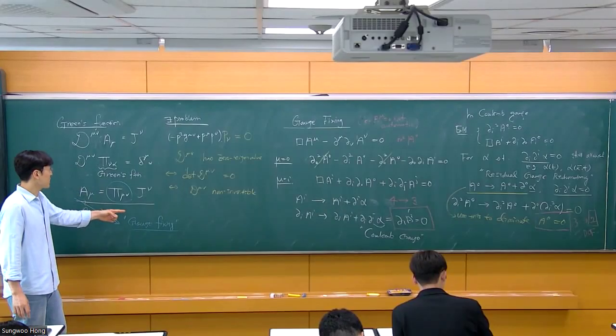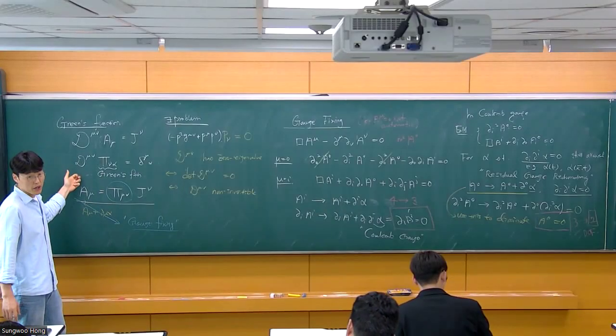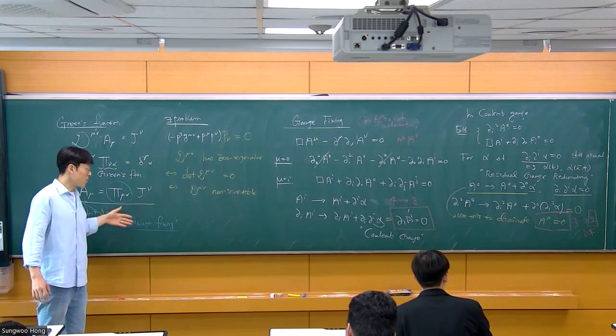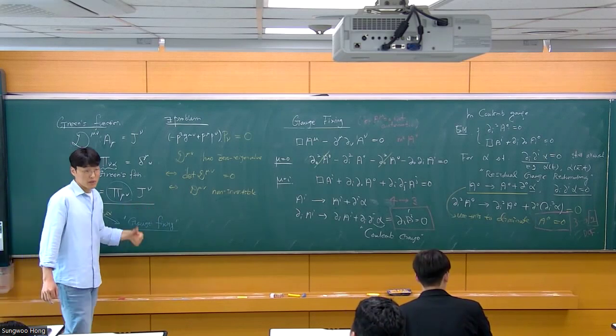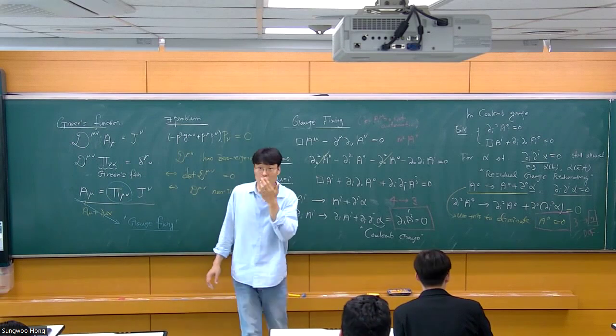Okay, so I stop here, but next time, so this is, if you like, a discussion of gauge fixing. Next time, I will come back to this question of the photon propagator. Since you now understand what it means to be fixing a gauge, we will derive it. Okay, so that's all for today.